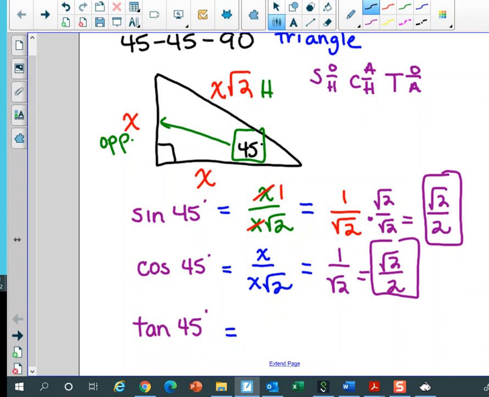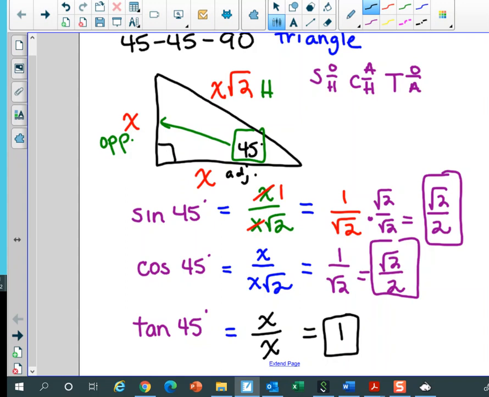Can anybody tell me what the tangent of 45 degrees is going to be? If I do opposite over adjacent, Mason? It's going to be 1, right? Because the opposite and the adjacent, that's my 45-degree angle I'm focusing on. My opposite and my adjacent are exactly the same size. X over x is equal to 1. So I have a number for the sine, cosine, and tangent of 45 degrees based on my special right triangle that I can know without a doubt.